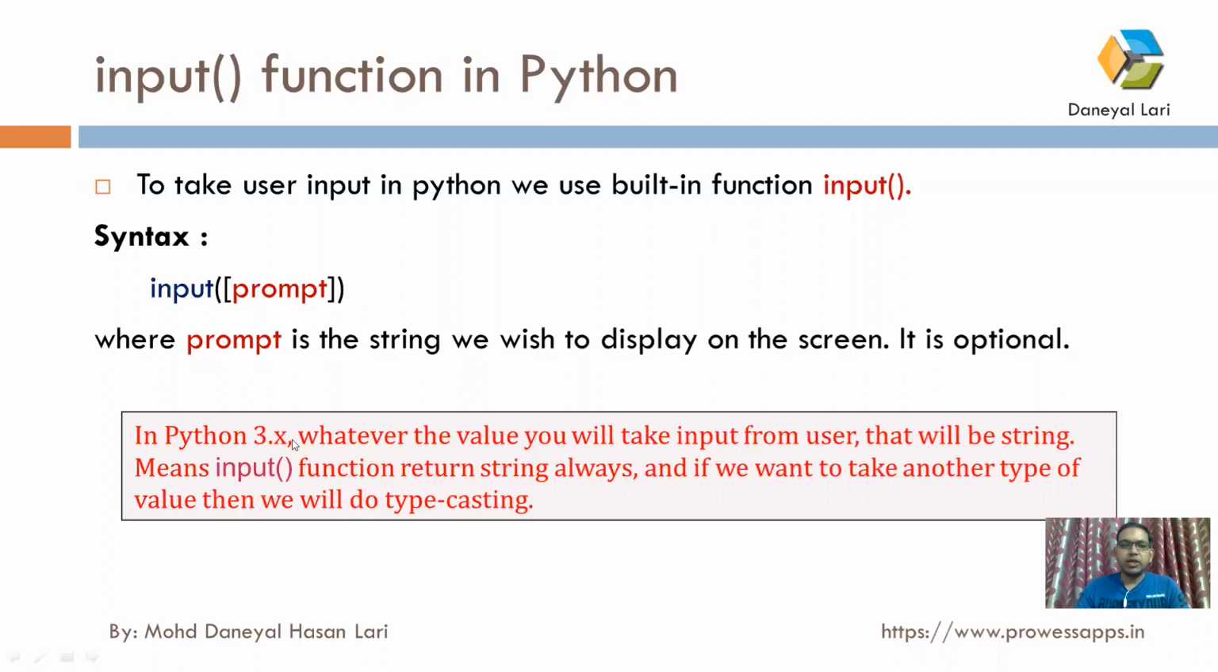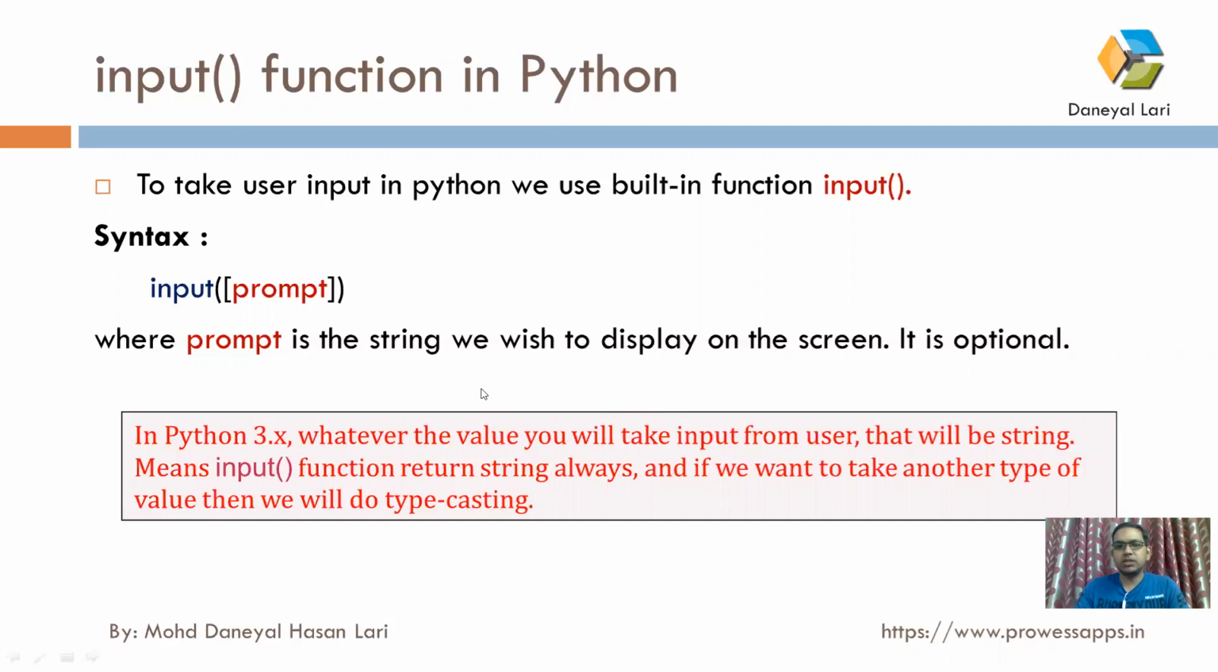In Python 3.x, 3.x means the version of Python 3, like 3.1, 3.2, 3.7, 3.8. Whatever version you are using, if you are using version 3.x, the value you take as input from the user will be a string. This means the input function always returns a string. If the requirement is that the user should input an integer or a float type of value, then we will do typecasting. We have already learned how to do typecasting, and one more time I will show you how to do it.